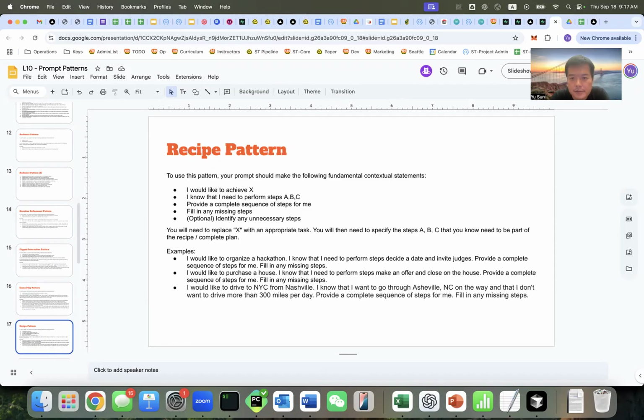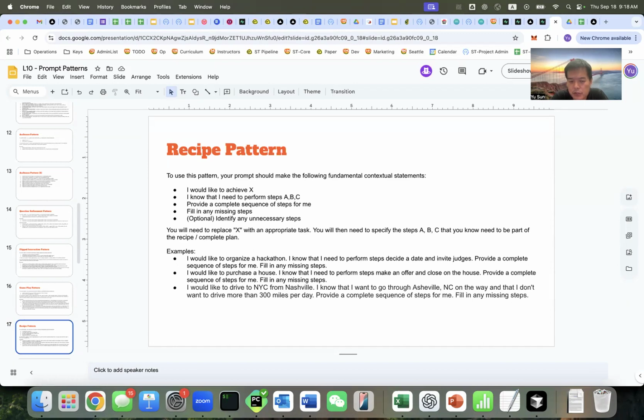If you look at the template first: I would like to achieve a certain goal. I know that I need to perform certain steps, and please give me a complete sequence of steps. Fill in any missing steps and identify any unnecessary steps. So basically, it still teaches you how to do certain things, but you have certain things in mind, or some conditions or constraints, and you want AI to complete the rest for you. A lot of the time you don't have to use something this sophisticated, but this one just gives you an idea of a better way to ask for help.